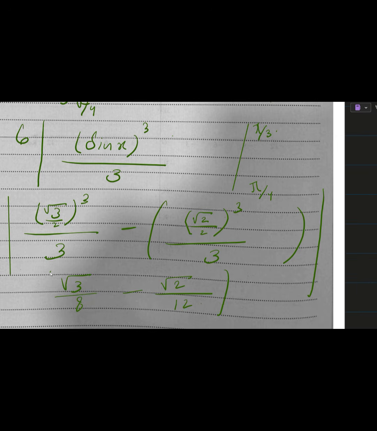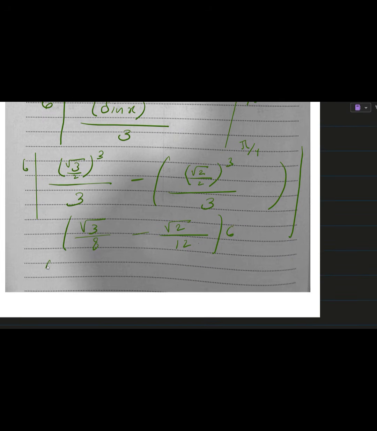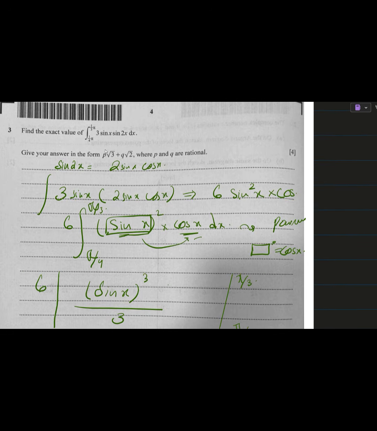Now if we multiply 6 by the entire equation as we wrote it before, it will be 6 root 3 over 8 minus 6 root 2 over 12, and then if we simplify it further, 6 over 8 can be written as 3 over 4, so 3 over 4 root 3, and then 6 over 12 can be written as 1 over 2, so root 2 over 2, and that will be our answer. And we have to give the answer in the form of p root 3 and q root 2. So p will be equal to 3 over 4, and hence q will be equal to minus 1 over 2, and that is the correct answer as well.